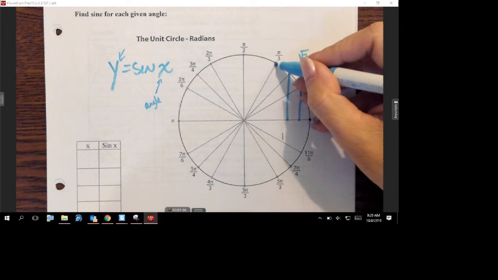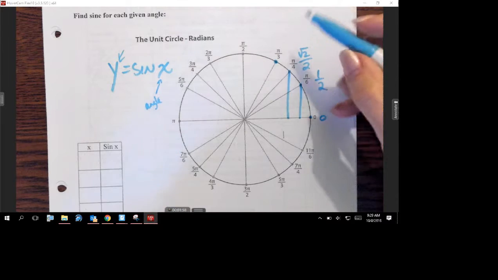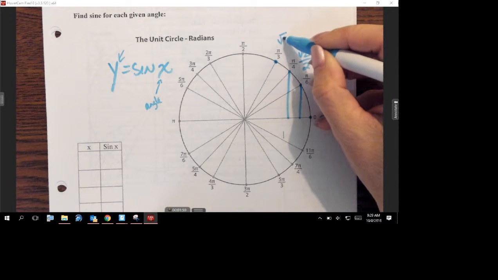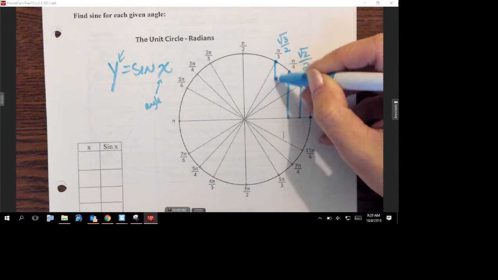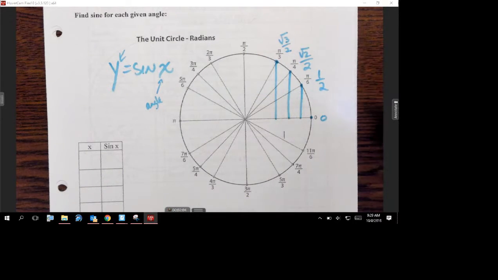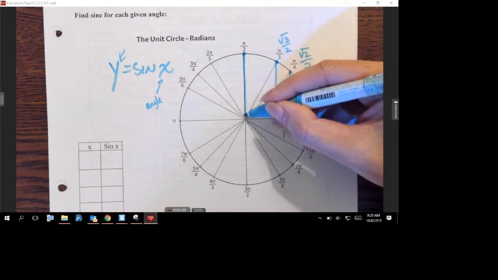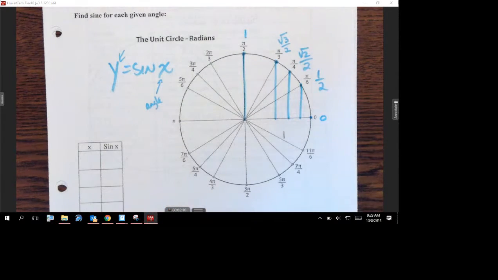The y value at pi over 3, the sine of pi over 3, is radical 3 over 2, so there's the length of that. And then at pi over 2, the length is 1. So what can you summarize about the length of the y's as the angles are getting bigger? What's the length doing? They're getting longer, they're getting bigger.